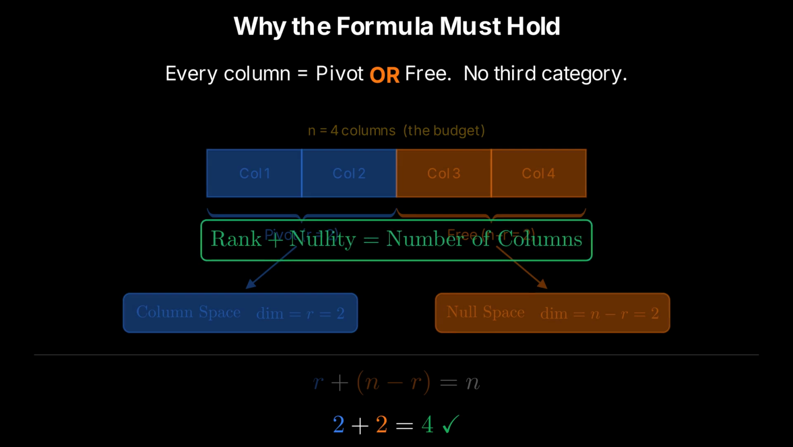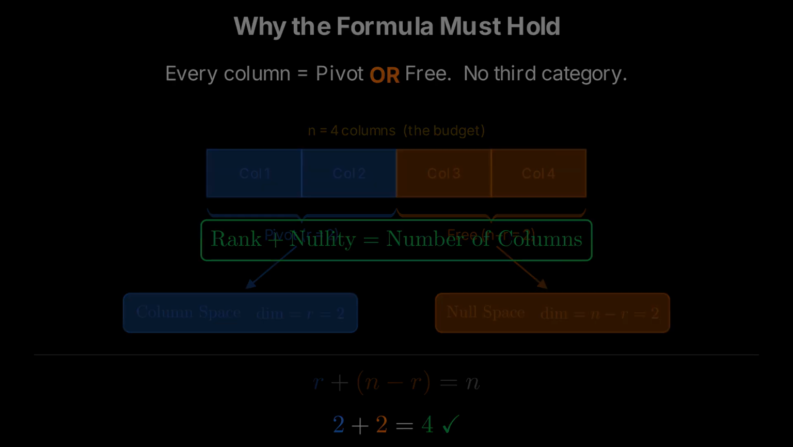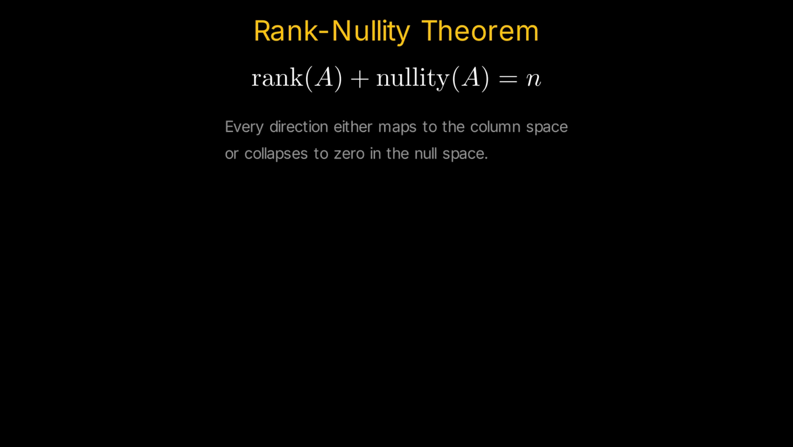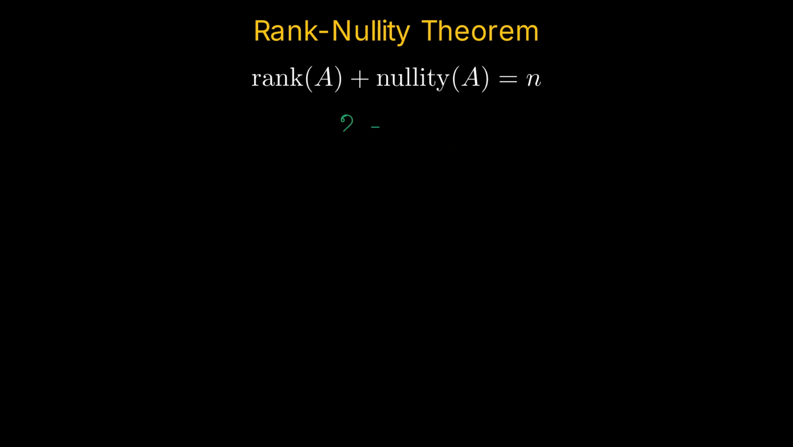This is the Rank-Nullity Theorem. Rank plus nullity equals the number of columns. It is a cornerstone of linear algebra. It states that the rank of A plus the nullity of A equals n, the number of columns. It constrains every linear transformation from Rn. Directions either map to new places in the column space, or they collapse to 0 in the null space. The total budget is always n. For our matrix, rank 2 plus nullity 2 equals 4 columns.